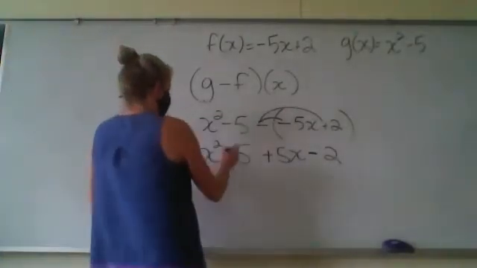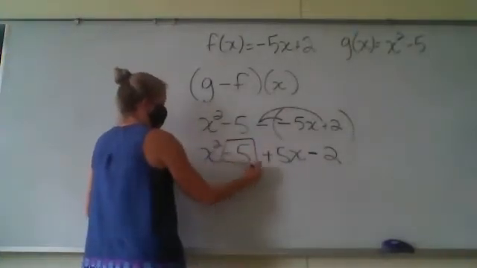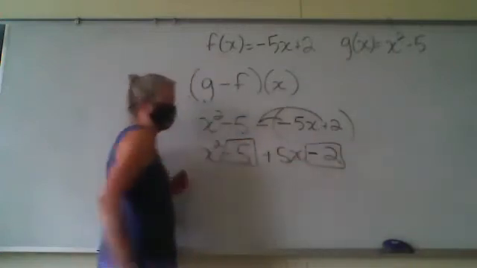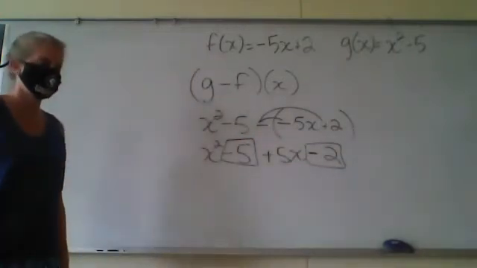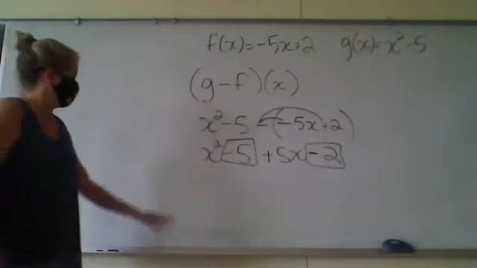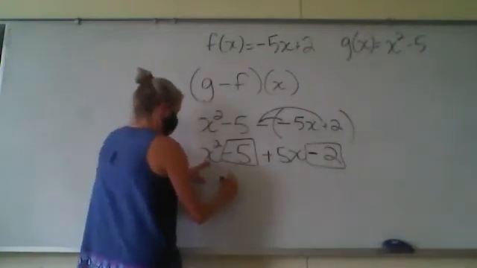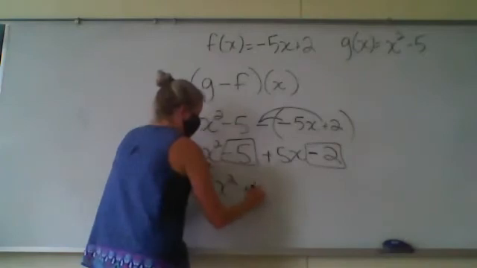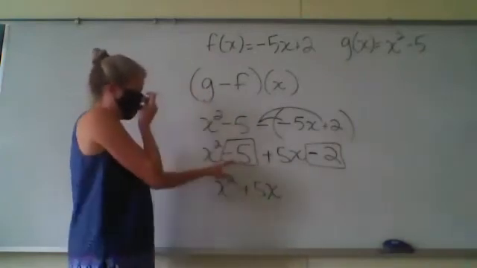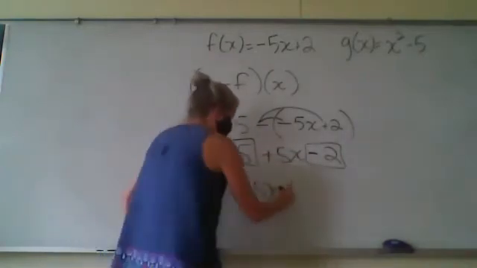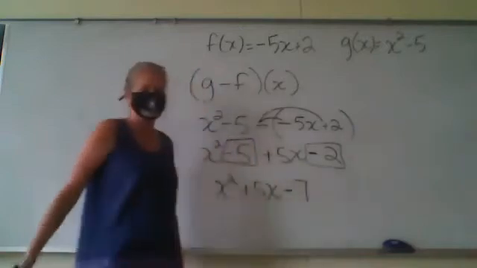So let's see, what can go together? It looks like just that negative 5 and that negative 2 can go together. So I'll have x squared plus 5x. And then you put the negative 5 and the negative 2 together to get negative 7.